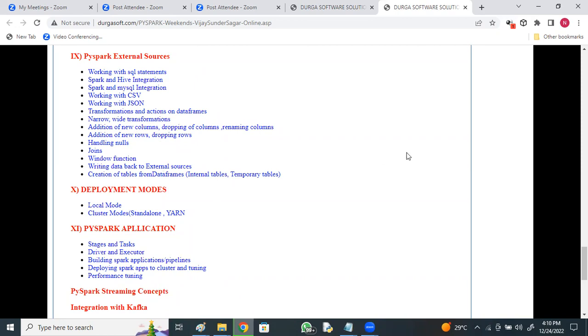And also I'll be discussing the deployment modes: local mode, cluster mode, and standalone mode, right?